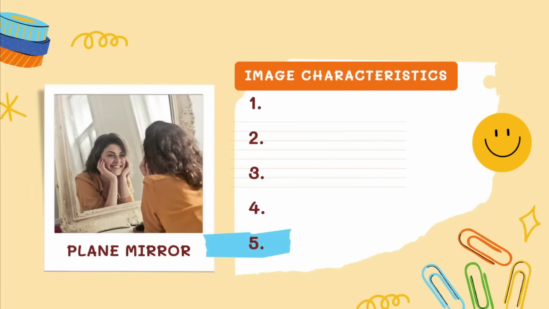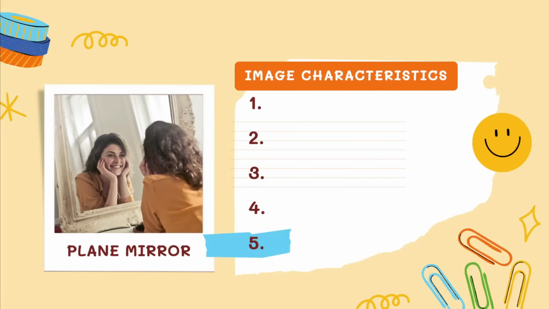So, next we will be discussing image characteristics. But first, we will be focusing on the most common type of mirror. And that is your plane mirror. When we say plane mirror, we are referring to flat mirrors. Ito yung mga mirror na usually nakikita natin sa bahay. And for images that are formed in plane mirrors, we can identify 5 characteristics.